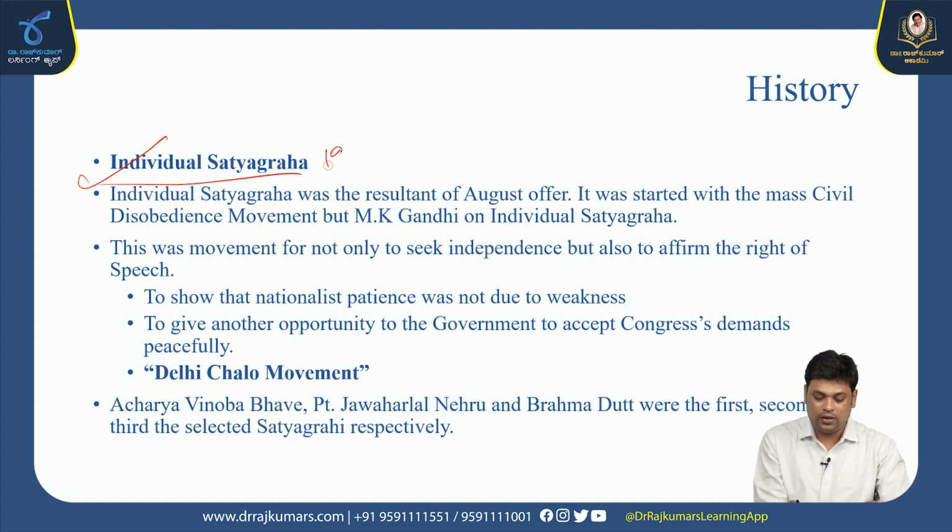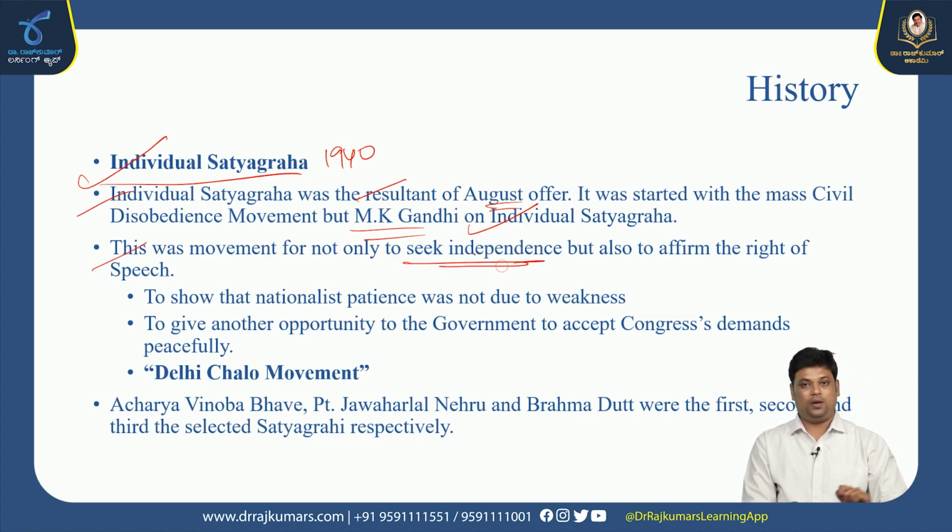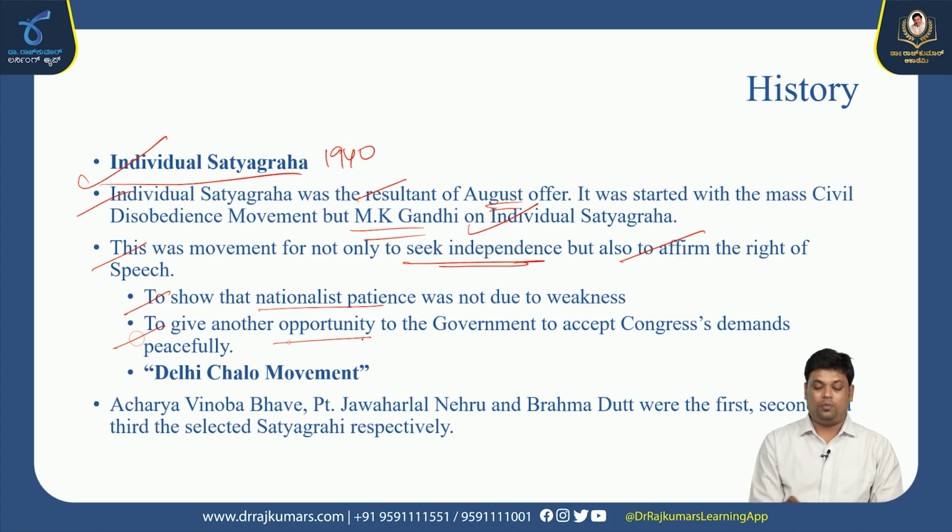Individual Satyagraha timeline is 1940. As a result of the August Offer, Mahatma Gandhi didn't want to go for a mass civil disobedience movement, but he wanted to show some opposition against the British, so he initiated individual Satyagraha. This movement was not only to seek independence, but also to affirm the right of speech, to show that nationalist passions were not due to weakness, and to give the government another opportunity to accept the Congress demand peacefully. So the Delhi Chalo movement is the theme of individual Satyagraha.